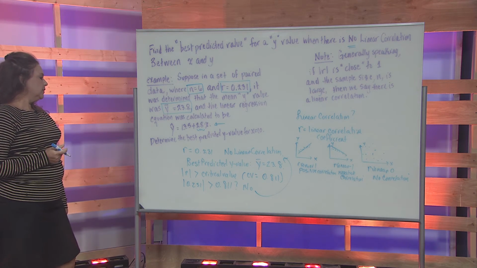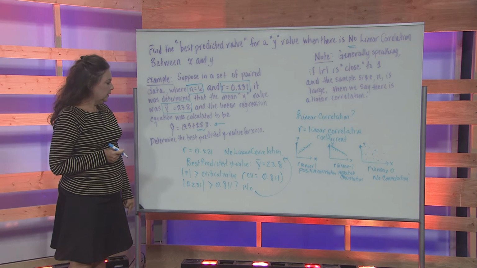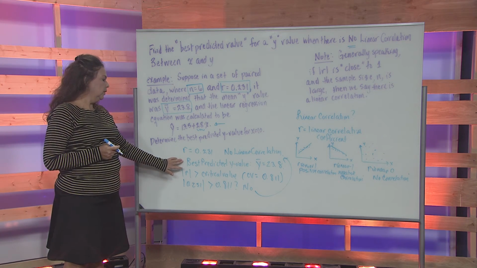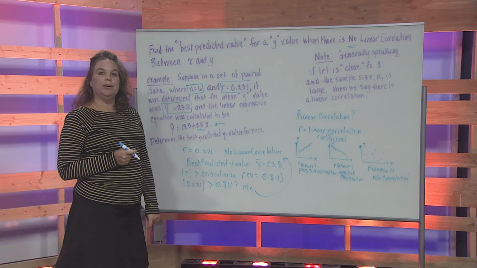If that is the case, again, if there's not a linear correlation, then the best predicted y value would be y bar, the mean of the y values, which in this case is 23.8.